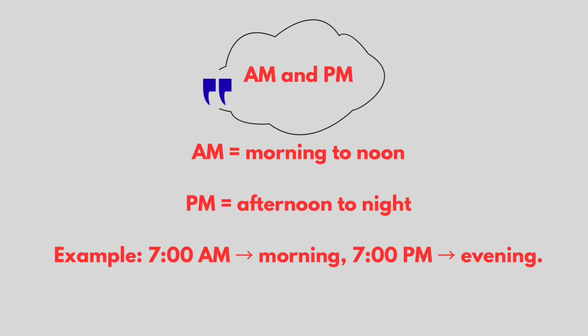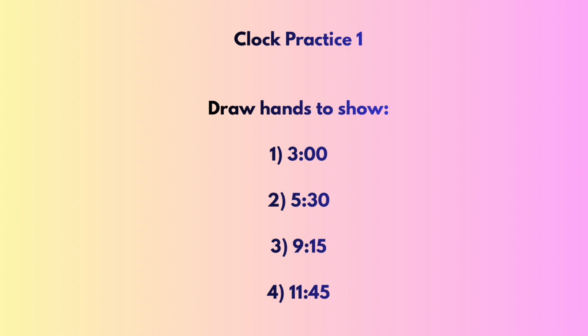Okay, for example, 7 AM is morning and 7 PM is evening. Now I've given you a practice here, so you can try it by yourself. Draw hands to show. You need to draw clock hands to show 3 o'clock. How will you draw it in a clock? Then 5:30, 9:15, 11:45. Next, you can also practice some more.